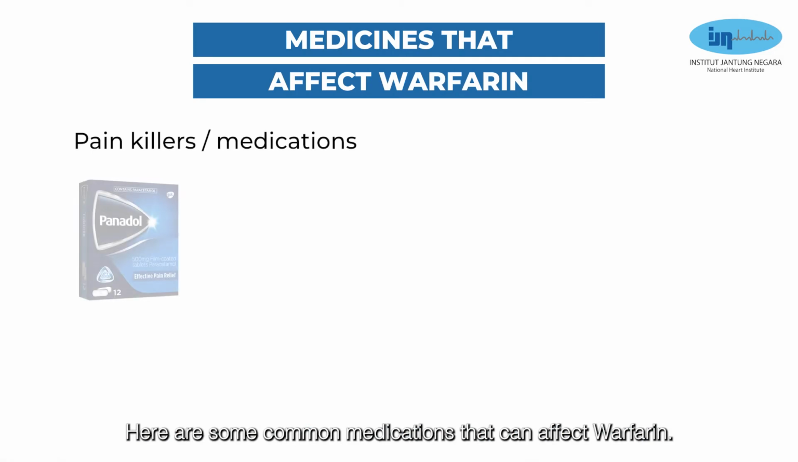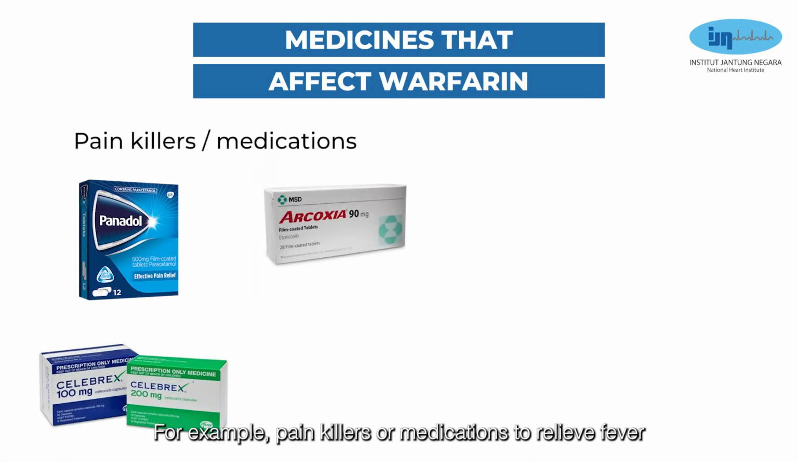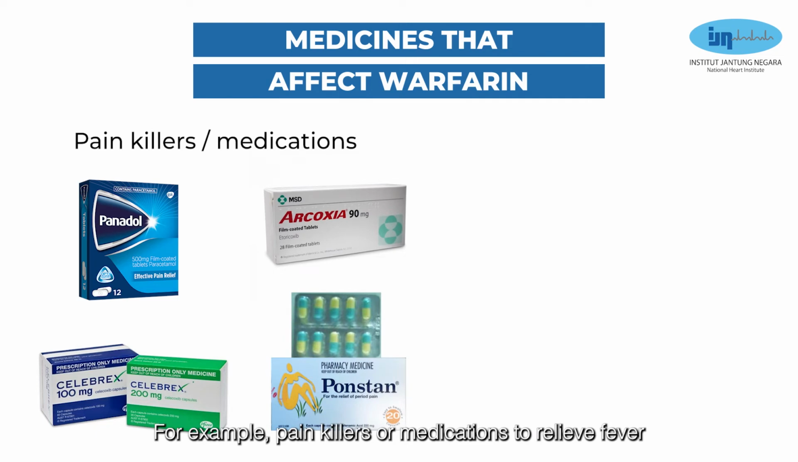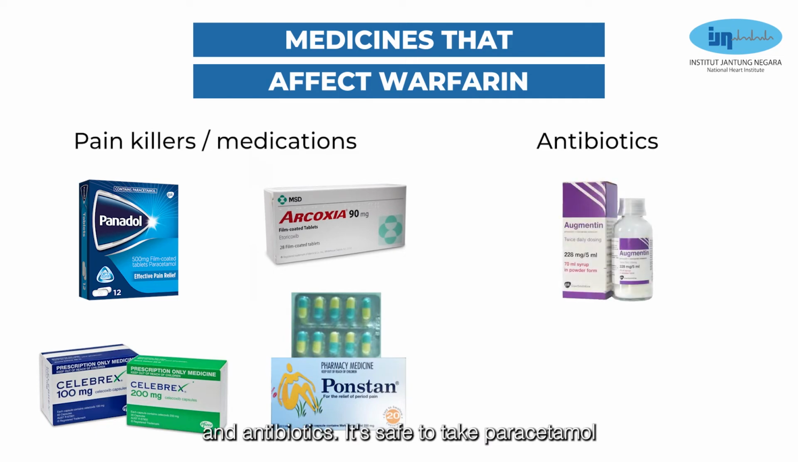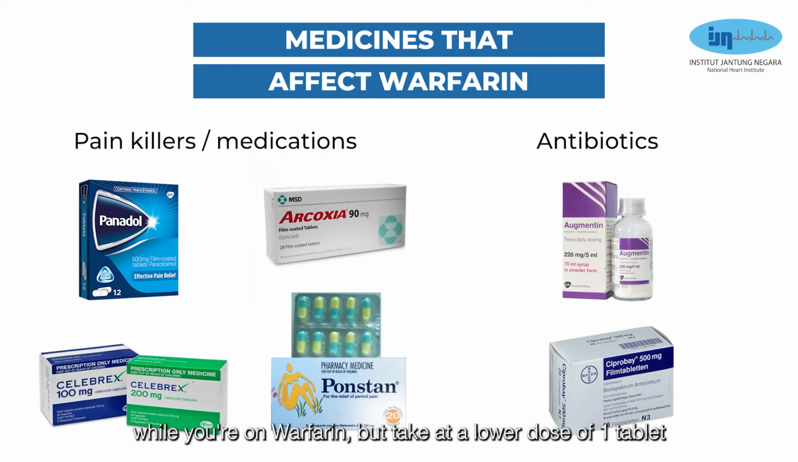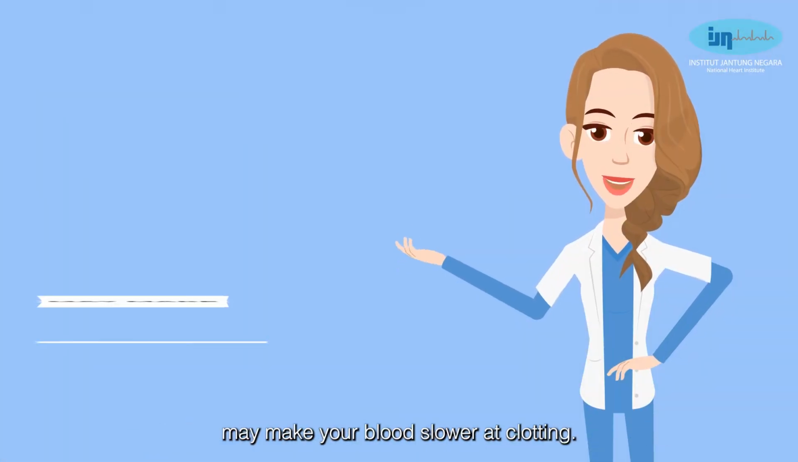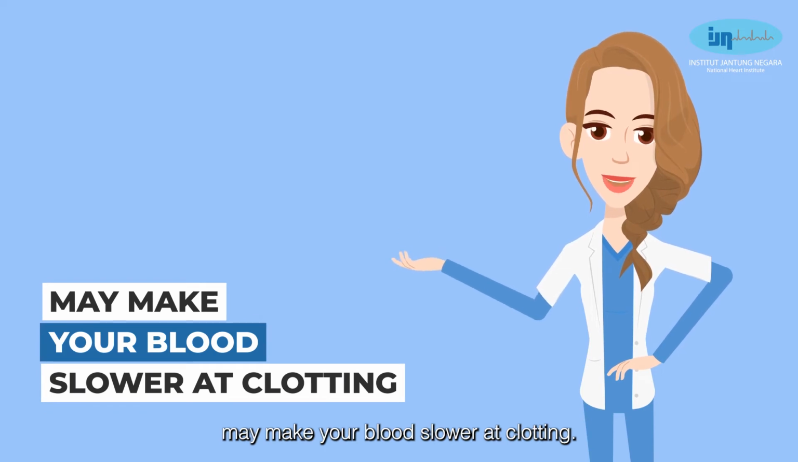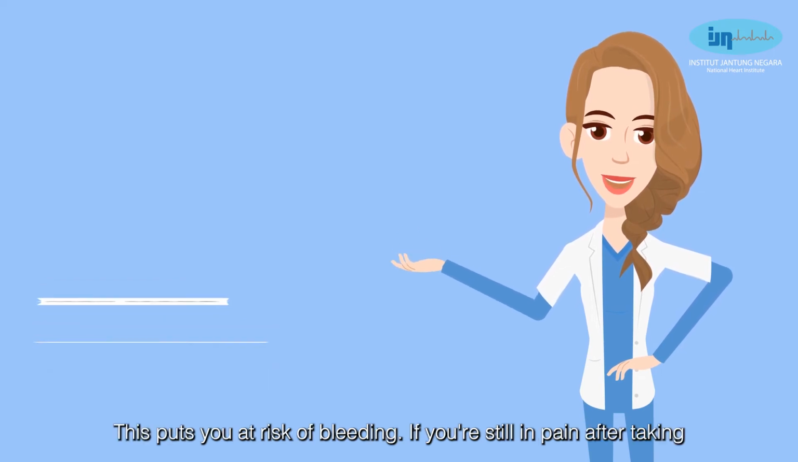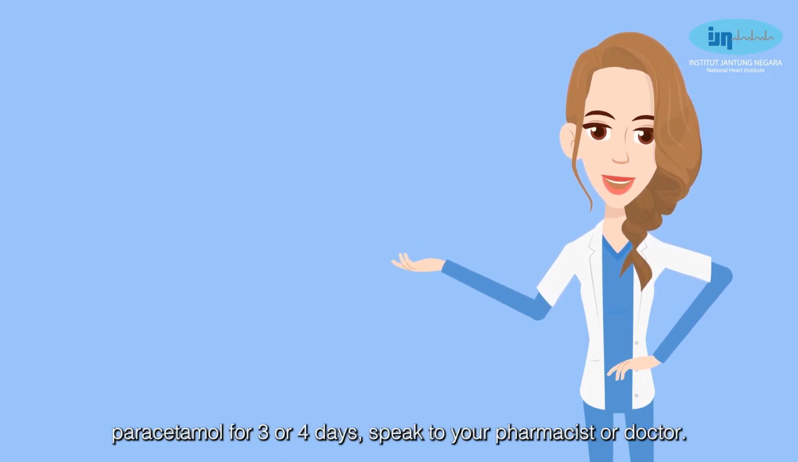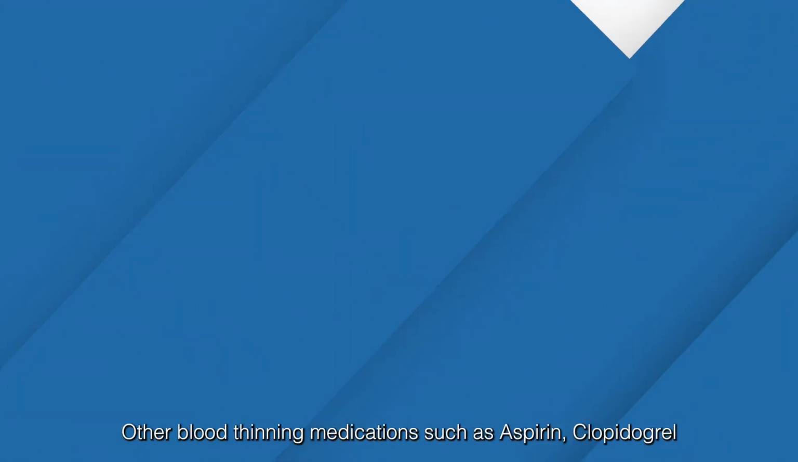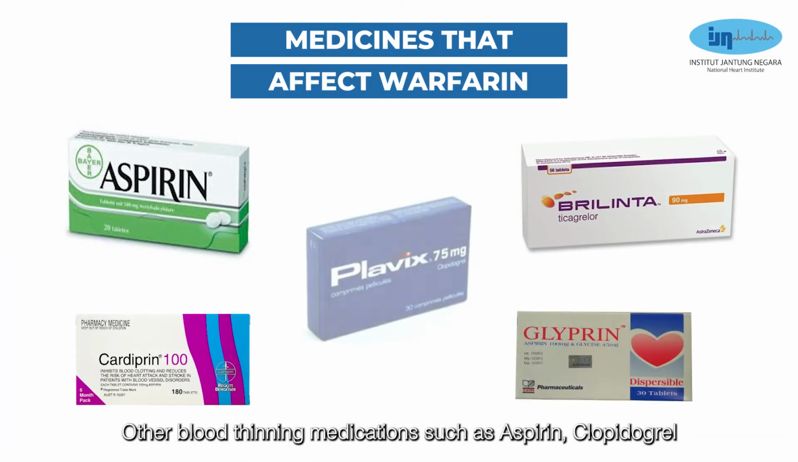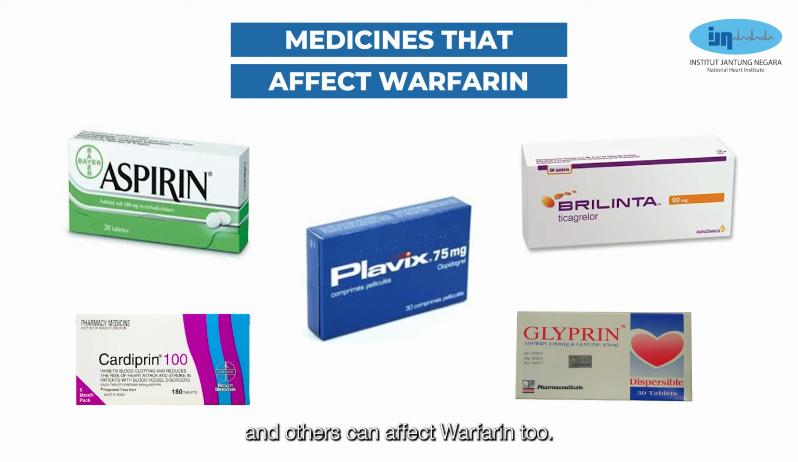Here are some common medications that can affect warfarin. For example, painkillers or medication to relieve fever, and antibiotics. It's safe to take paracetamol while you are on warfarin, but take a lower dose of 1 tablet, 500 mg at a time. Taking more paracetamol than this may make your blood slower at clotting. This puts you at risk of bleeding. If you are still in pain after taking paracetamol for 3 or 4 days, speak to your pharmacist or doctor. Other blood thinning medications such as aspirin, clopidogrel, and others can affect warfarin too.